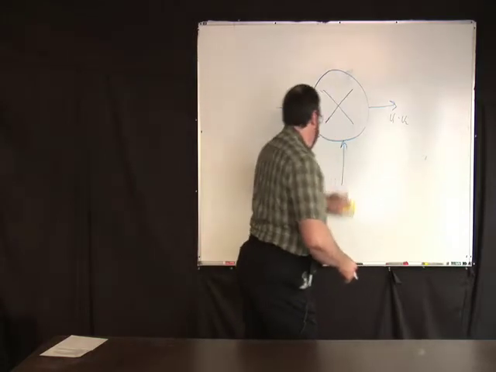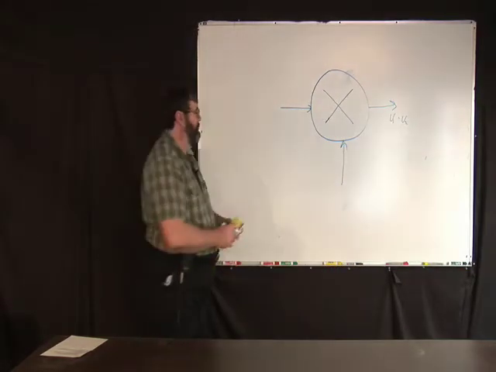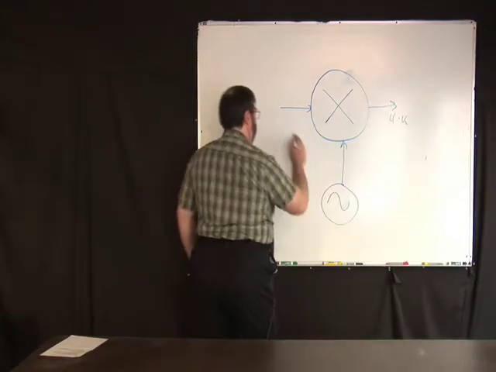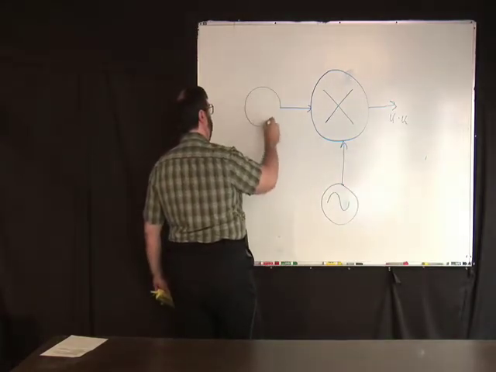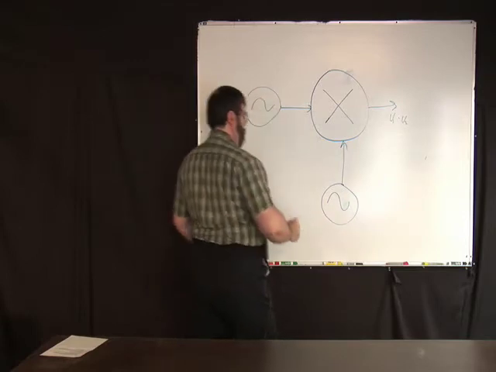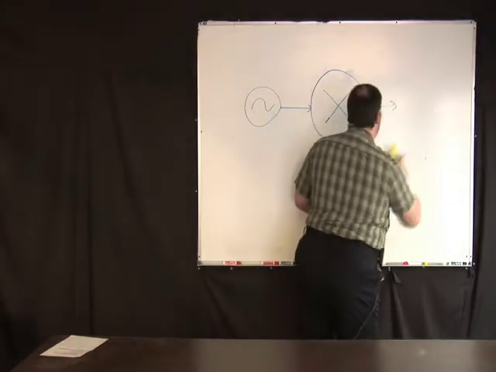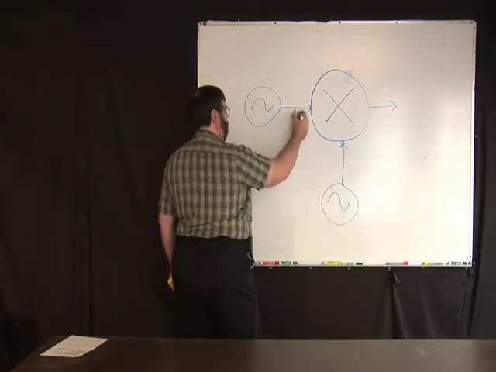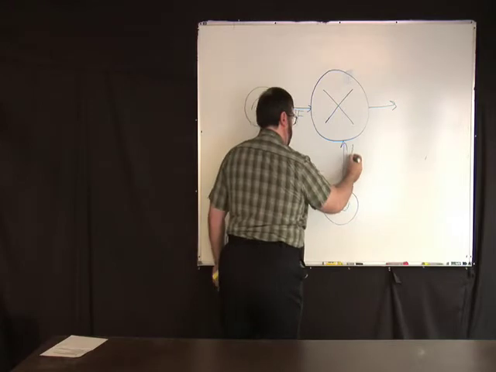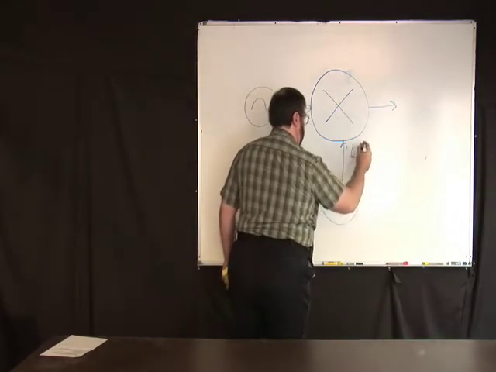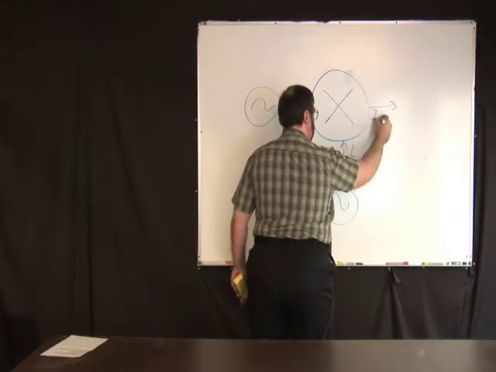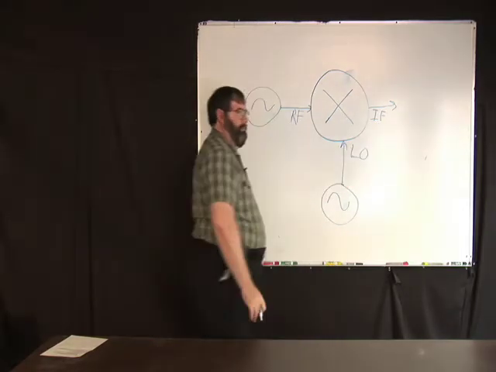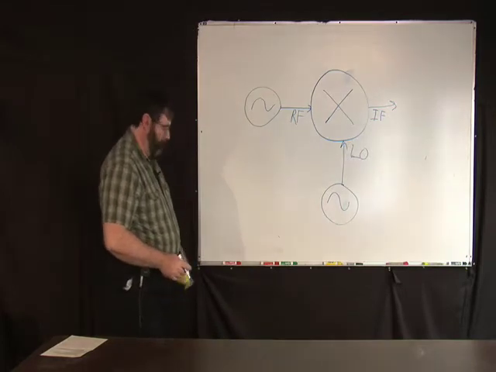In particular, with a mixer, you might want to put some sort of sine wave input into it, maybe two sine wave inputs. Okay, and we're going to label these ports. We're going to call this the RF port, call this the LO port, and this is called the IF port. Radio frequency, local oscillator, intermediate frequency. We'll explain what that means in a minute.